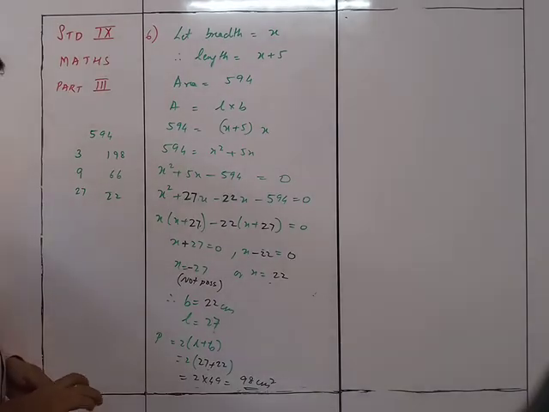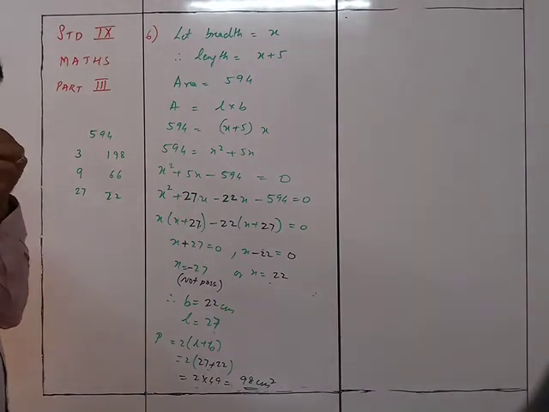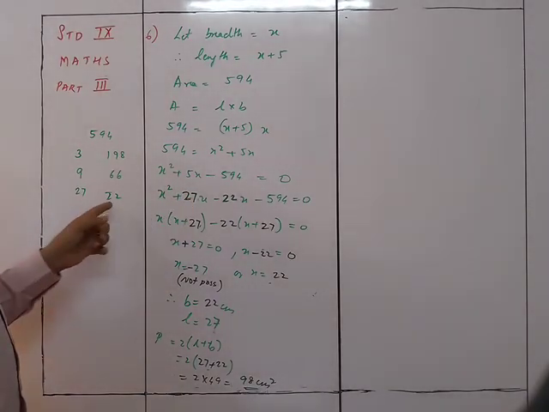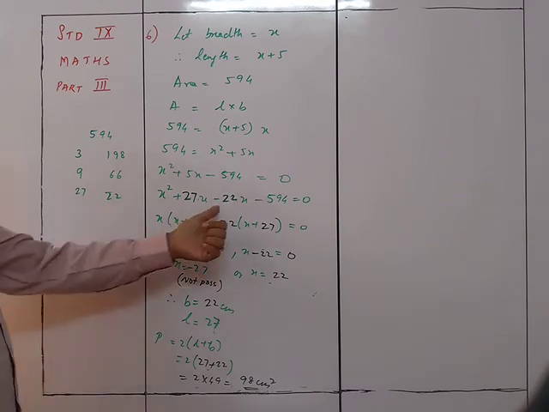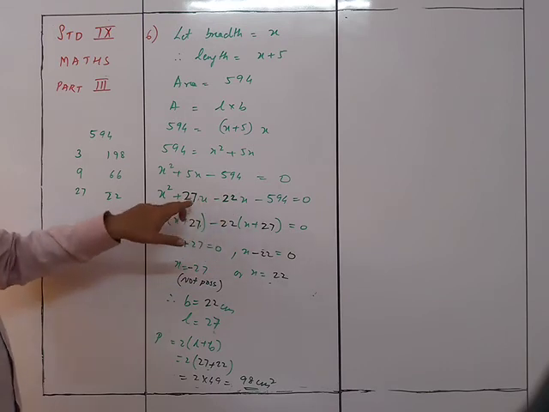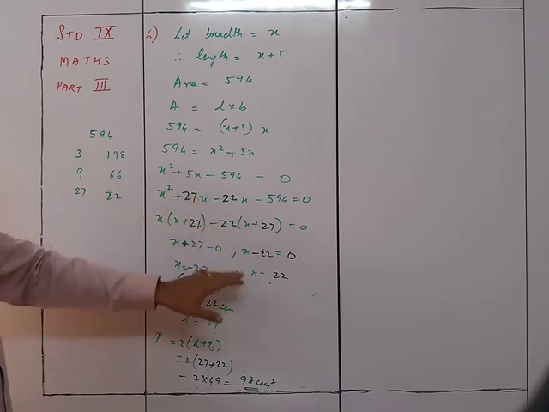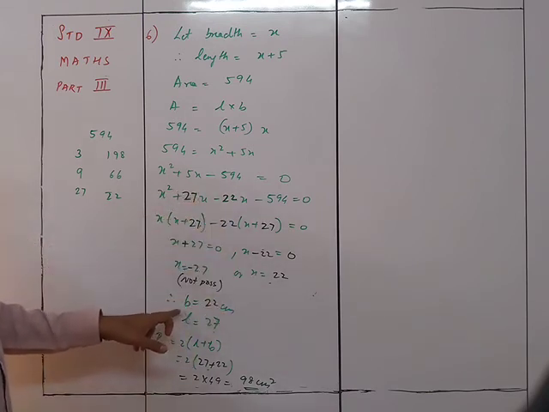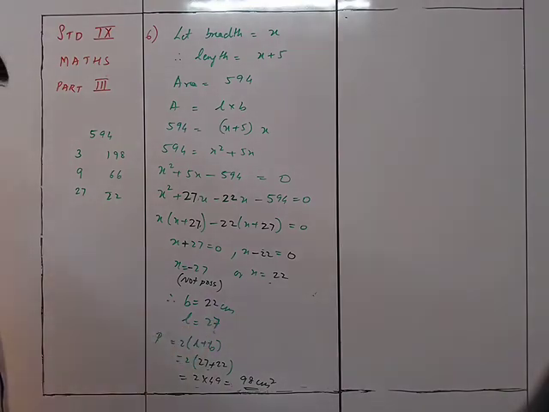Sorry for the inconvenience. Yes, some errors. I took it as 33 but it was 22. So 27 into 22 is 594. The difference of the two is 5. And so when you solve the quadratic equation, you get the value of B as 22 and L as 27.